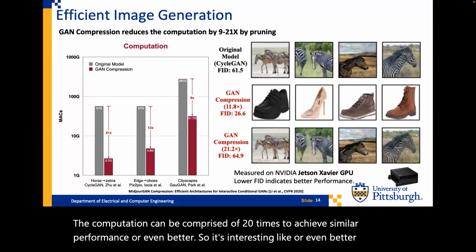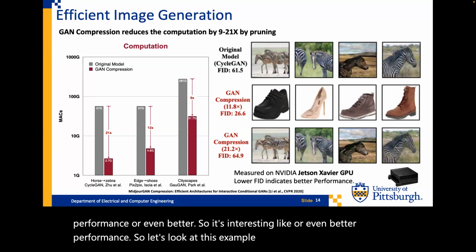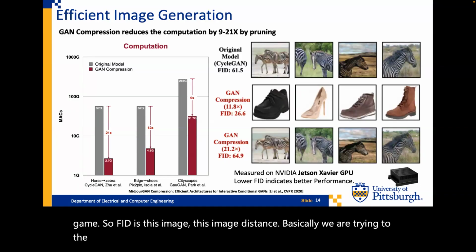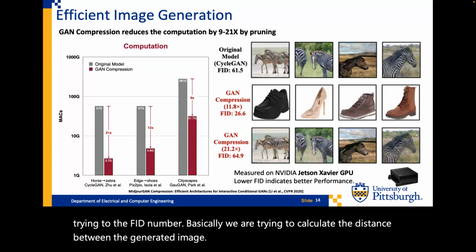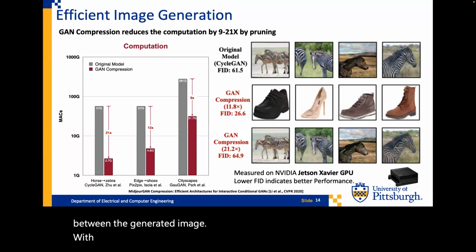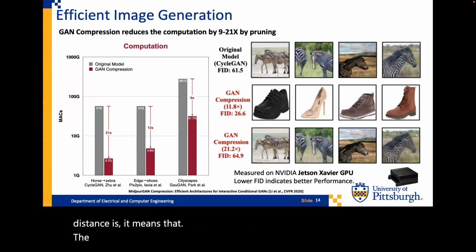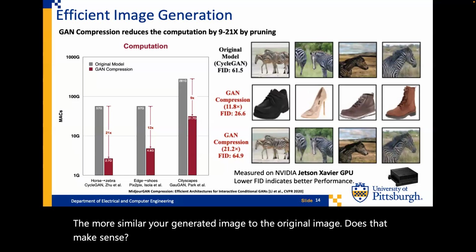So let's look at this example. This is the original model, the CycleGAN. FID is the image distance. Basically, we are trying to calculate the distance between the generated image and the real image. So apparently, the smaller the distance, the better. The smaller the distance is, it means your generated image is more similar to the original image. Does that make sense? So this is the original CycleGAN.